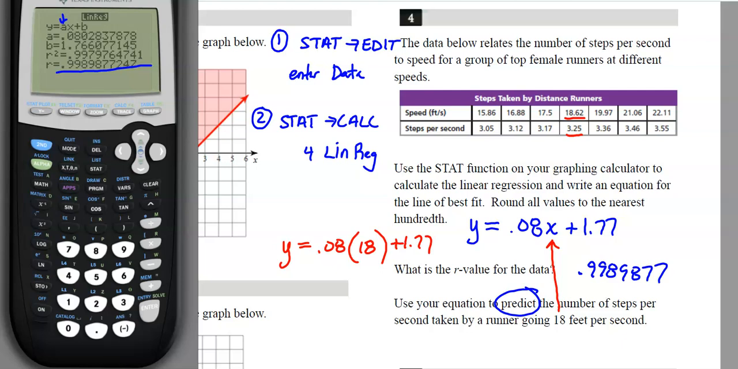So let's just punch that in our calculator really quick. Actually, I'll just do this off on my own little calculator so my graphing one stays up there. 0.08 times 18 plus 1.77. We're predicting roughly 3.13 steps per second. There you go. So we've actually been able to model the data and now make a prediction with the data based on our linear regression equation.